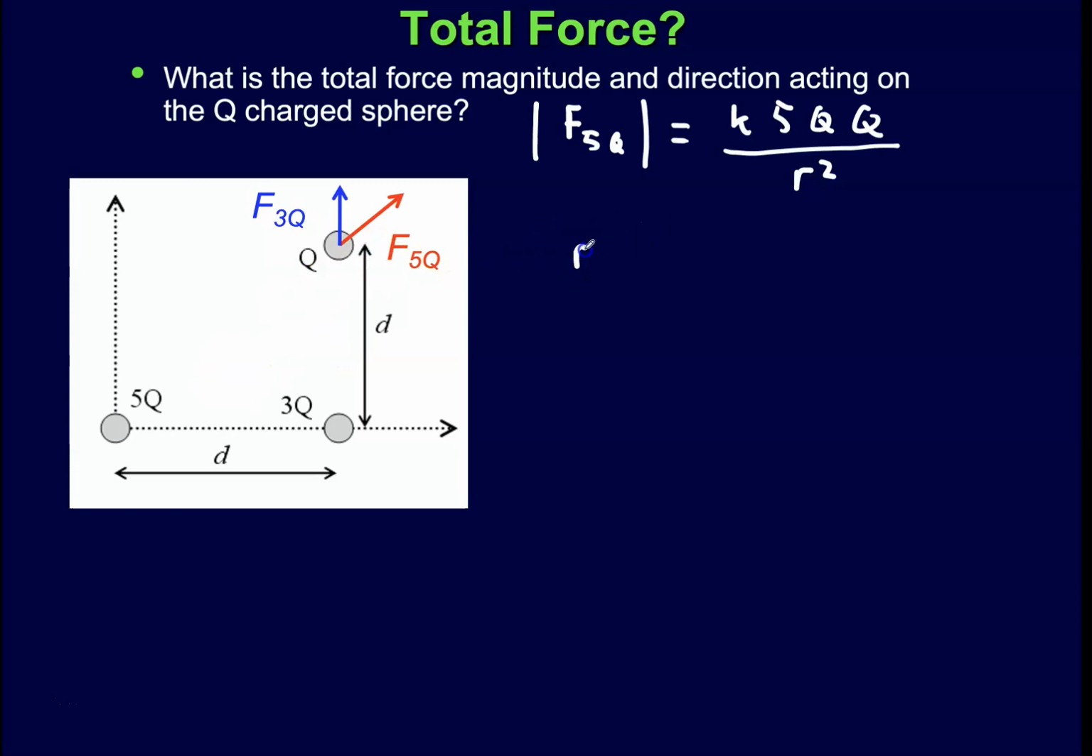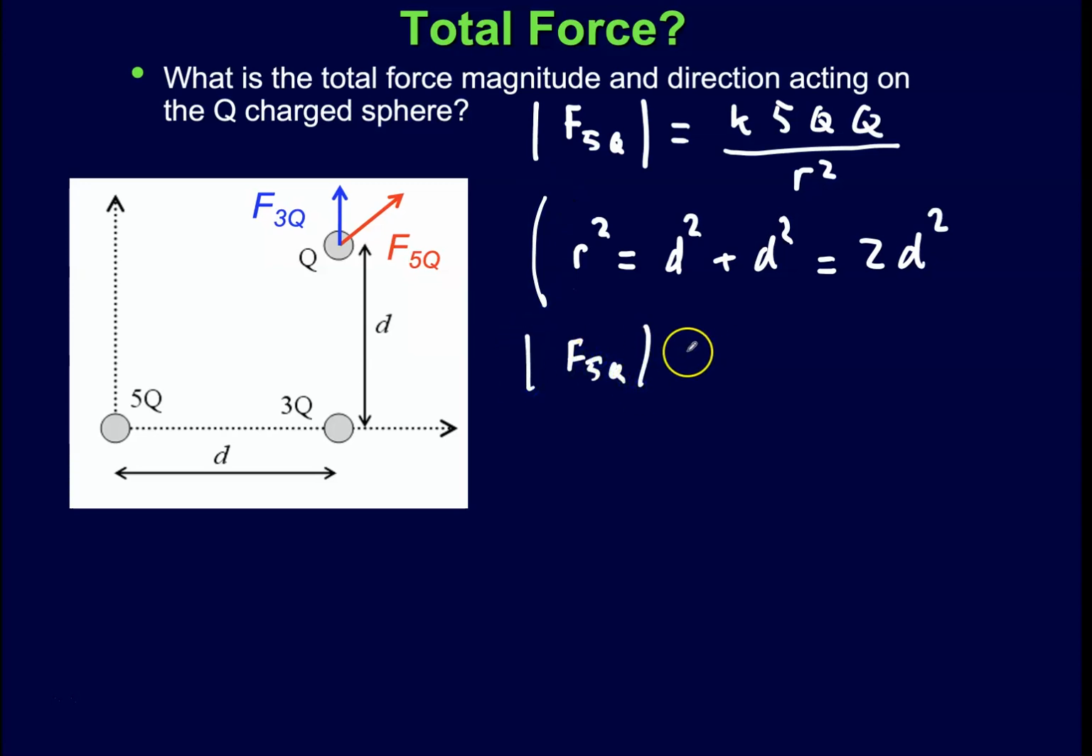Well, if you think about it, that R squared will end up being d squared plus d squared. All right, and so altogether that'll end up being 2d squared. And so if I plug that in from over here, then the magnitude of my force from the 5q is going to be, altogether, again just 2 squared down there, so it'll be 5/2 kq squared over d squared. Okay, and so again, that's assuming this is just the arrow pointing down to here. And so that would be the magnitude of the 5q.